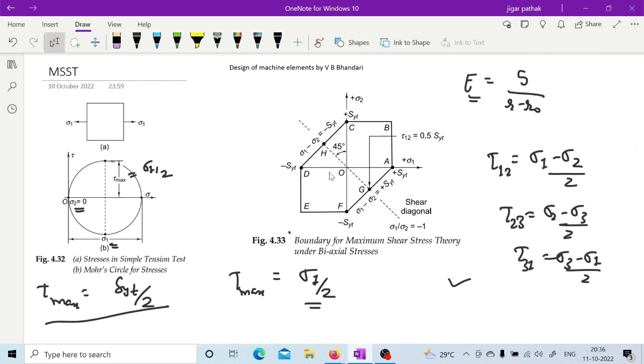Sir, is this due to the shear stress? Sorry? This MSST is generally applied for ductile material, right? And in MSST you are considering shear stress only, so asking about the shear stress is out of question.